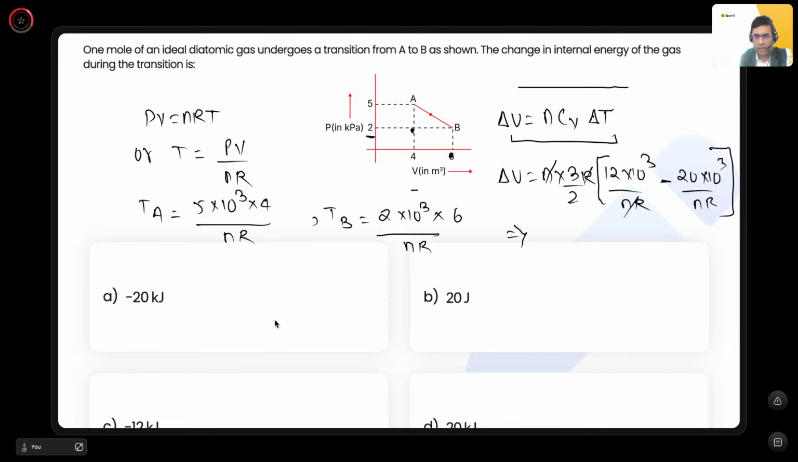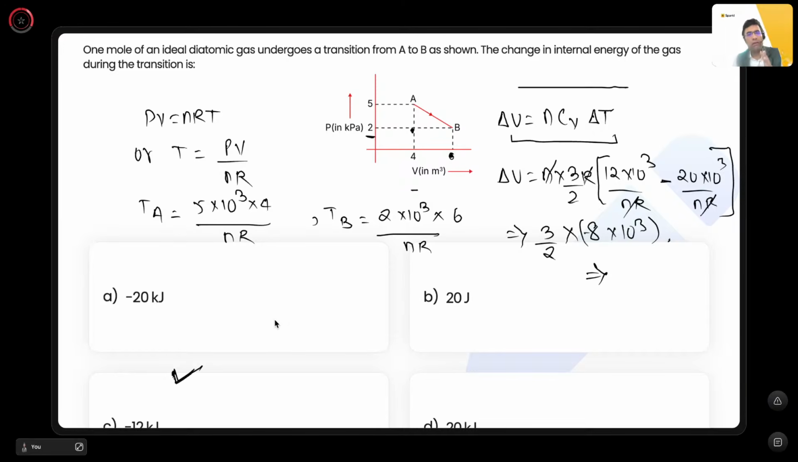nR and nRs will get all cancelled. So it will be 3 by 2 into 8 minus of 8 into 10 to the power 3. So it will come out to be minus 12 kilojoules. So again, an easy question, but you have to practice such type of question. It might not click instantly in the exam.